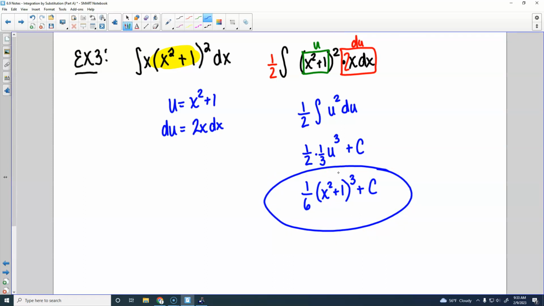So sometimes you're going to be missing part of what you need for your du. But as long as it's just a coefficient, you can add it in as long as you do 1 over whatever that was out front. Does that make sense?